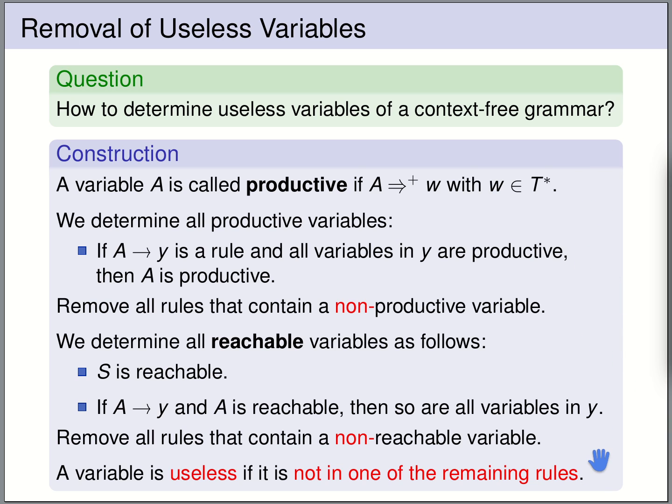For this algorithm to work, it's important that we first drop the non-productive variables and then the non-reachable ones, because dropping the rules containing non-productive variables may influence the reachable variables. Because we drop certain rules, more variables may become unreachable. So it's important to keep this order: first drop the non-productive variables and then the non-reachable variables.